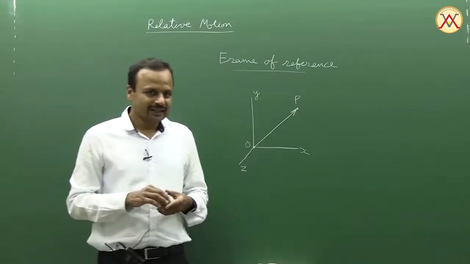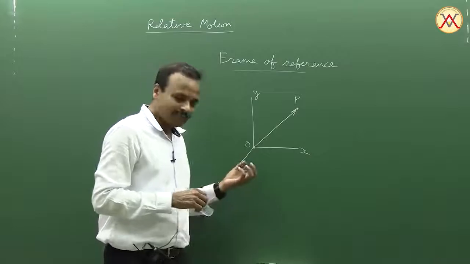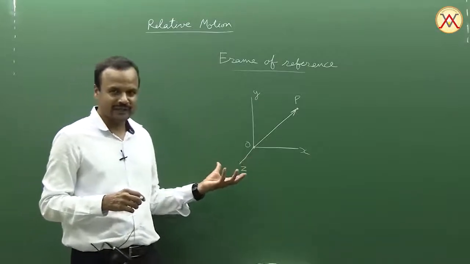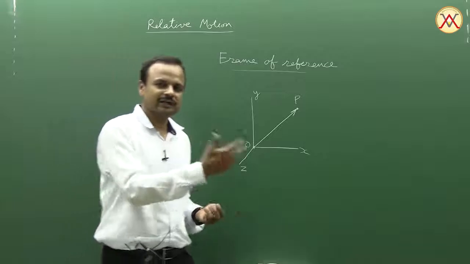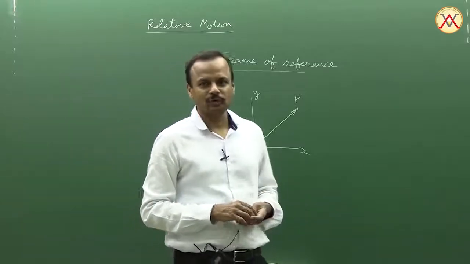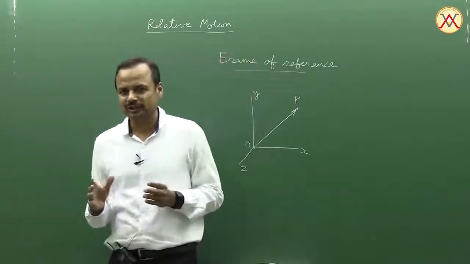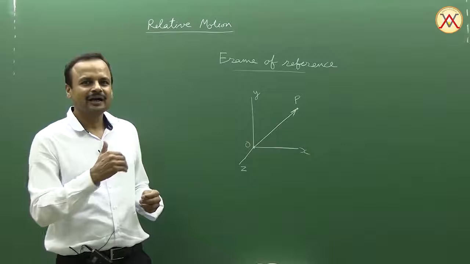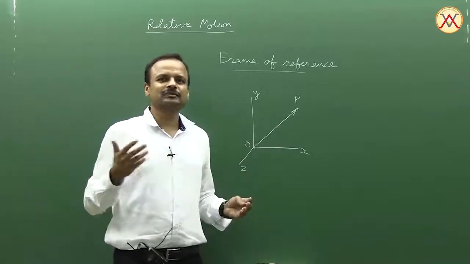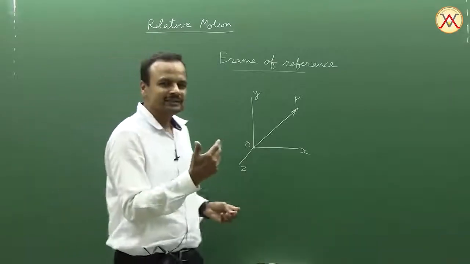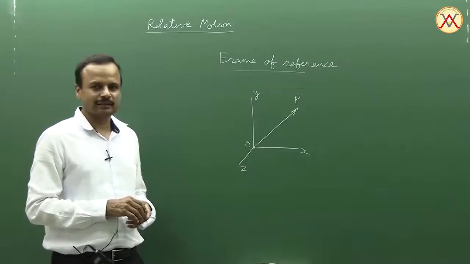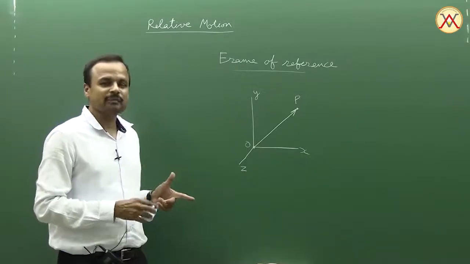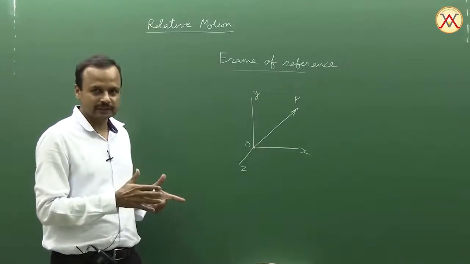If an object is stationary in one frame of reference or for one observer, it may be moving for another. If its velocity is smaller in one frame of reference, it could be that the velocity is larger in another frame of reference. So frame of reference is just a coordinate system which can be attached to an object.